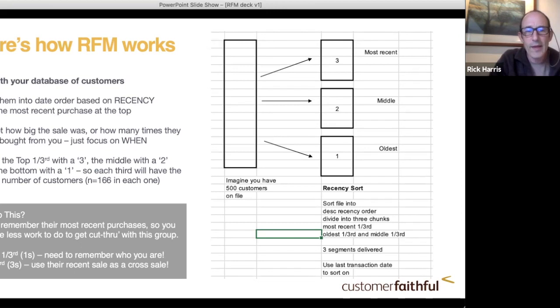Cool. Now, why do that? What is the purpose of that? Well, the purpose of that is that people remember their most recent purchases. So they know what they bought yesterday. They know what they bought last week. Do they know what they bought last month?